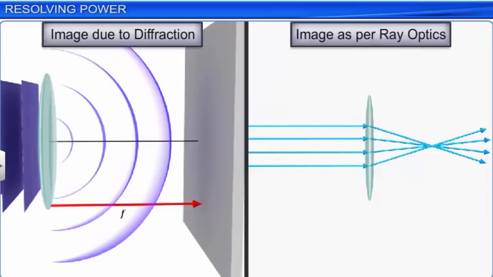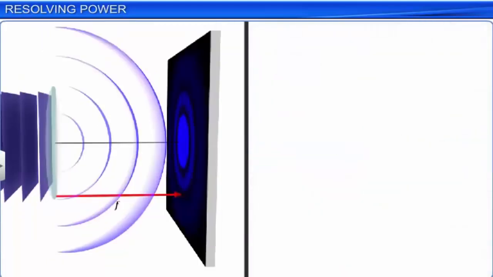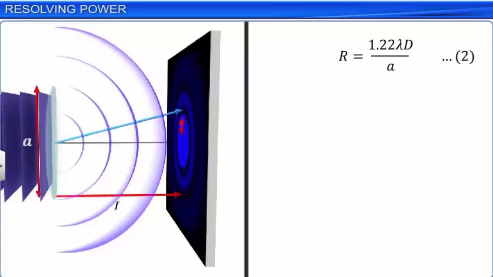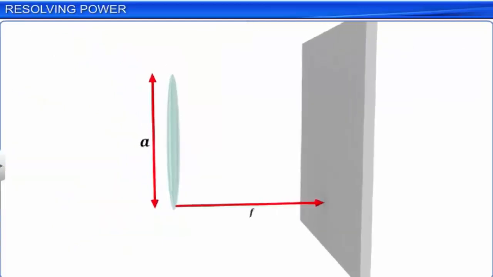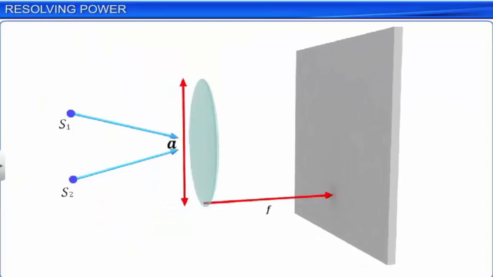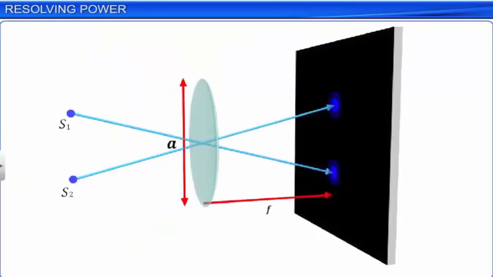If the diameter of the lens is A, then, using equation 2, the radius of the first dark ring, r, is equal to 1.22 lambda f by A, where f is the focal length of the converging lens. Let this be equation 3. As we know that a lens forms a disk image of a point source, it limits the resolving of two neighboring points imaged by a lens.